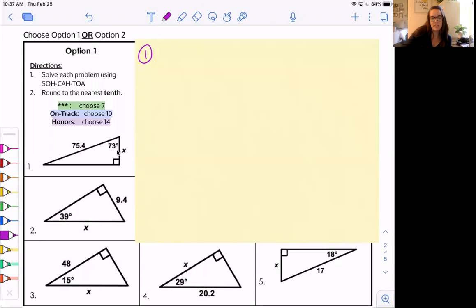You said that you already did step 1. So how did you label them? Or what were your givens and your unknowns? I know 73 is... how do you say it? The degree? The theta.